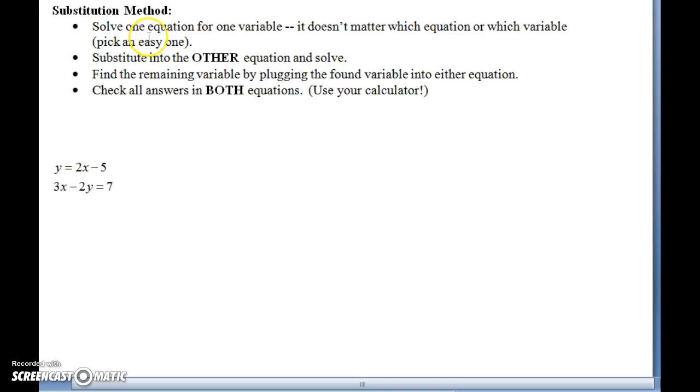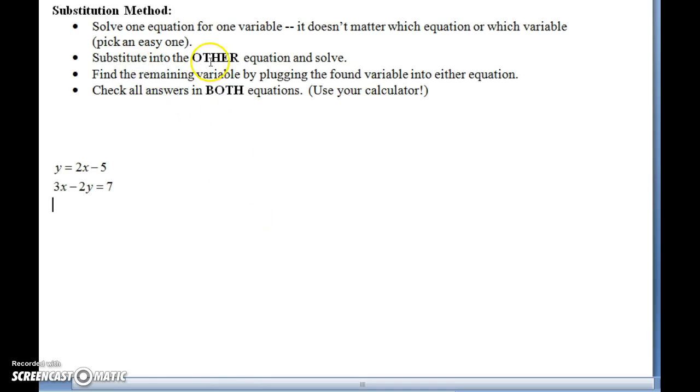The first step is to solve one equation for one variable. It doesn't matter which equation or which variable, pick an easy one. Basically that means solve one of the equations for either x or y or whatever variable you happen to have. Sometimes it may already be solved for you. Now notice here, this first equation is y equals 2x minus 5. That is solved for y. So my first step is done for this particular problem.